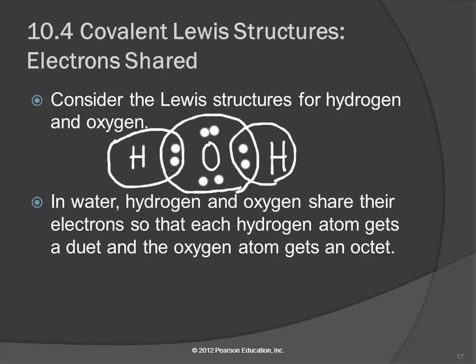The shared electrons count for both. My husband and I have 6 children. If you ask him, how many children do you have, he'll say 6. If you ask me, I'll say I have 6 children. Are they my children? Yes. Are they his children? Yes. They're shared. They belong to both of us. So they count for both of us. When the electrons get shared, we can count them twice. They can count for the hydrogen, and they can count for the oxygen.